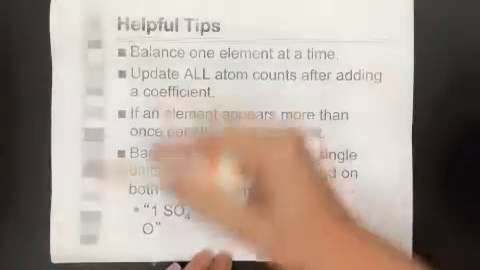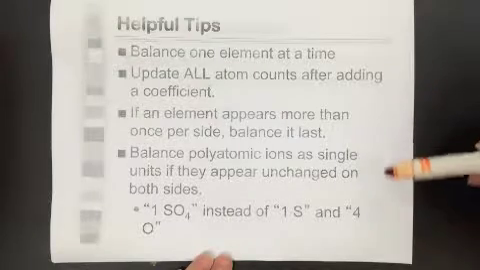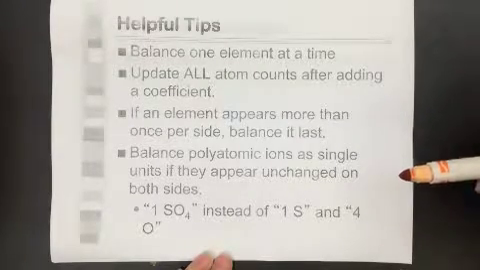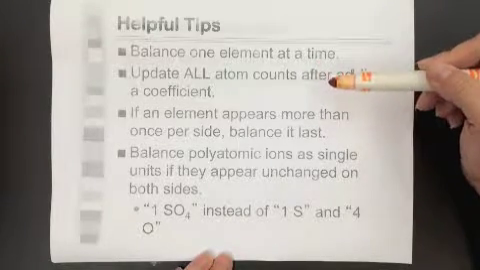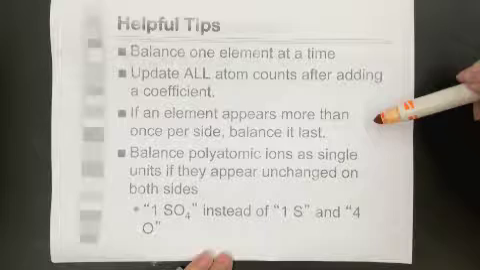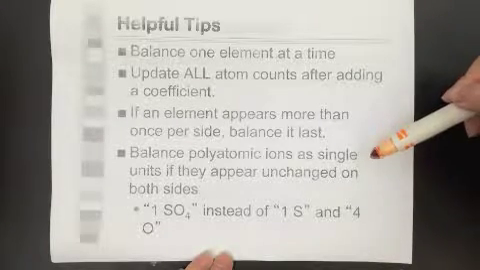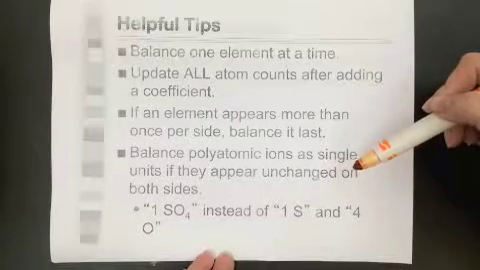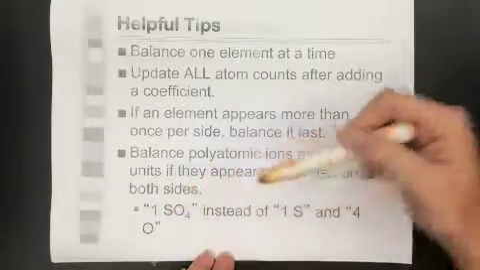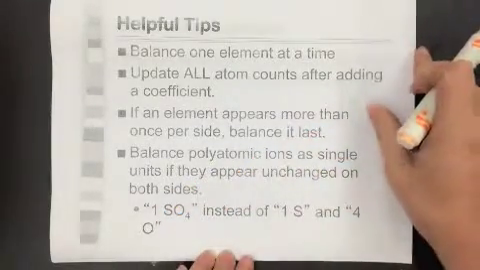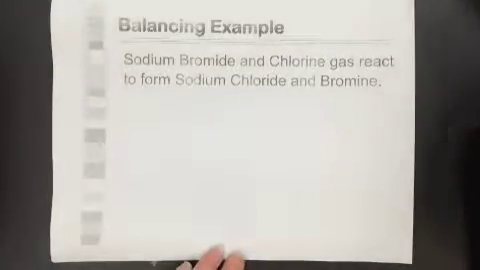Now this slide here is probably the most helpful piece of information you're going to get. As we go through this, I'm going to show you what these tips mean. First off, only balance one element at a time. Update all atom counts after adding a coefficient. If an element appears more than once per side, balance it last. Balance polyatomic ions as single units if they appear unchanged on both sides. For example, if you have SO4 on both sides, you're simply going to count it as one SO4 instead of 1 sulfur and 4 oxygens. It will make your life easier. You don't have to do it, but again, they're just helpful tips.